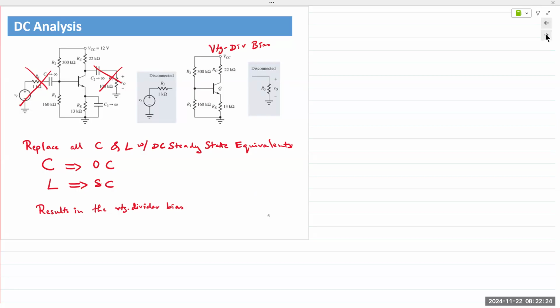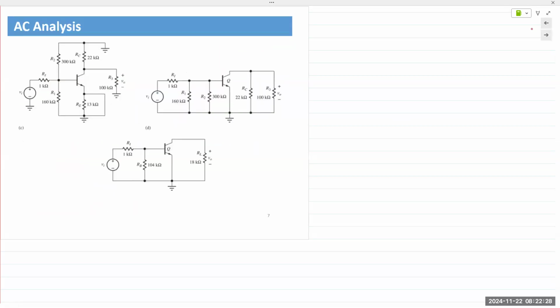All right, let's take a look at the AC side of things. So for AC analysis, what we do is replace all capacitors and all inductors with your AC equivalents. Meaning capacitors are now replaced with a short circuit, inductors replaced with an open circuit.